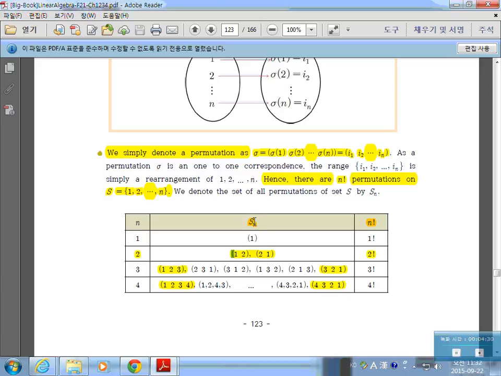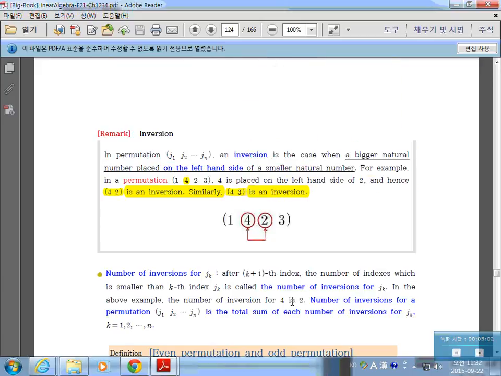For S3, the arrangement 1, 2, 3 goes to 1, 2, 3, or 2, 3, 1, or 3, 1, 2, or 3, 2, 1, and so on. So we have how many? Six, which is 3 factorial. For S4, we have 4 factorial permutations, which are just rearrangements of four natural numbers. And for S5, we have 5 factorial permutations of this type.